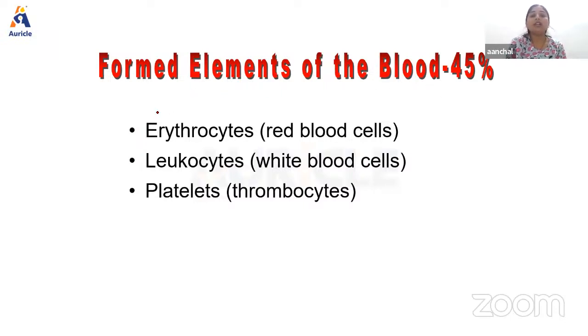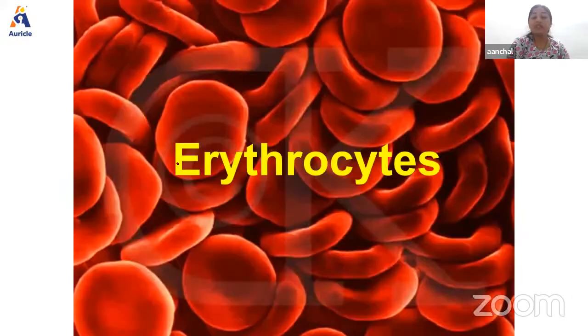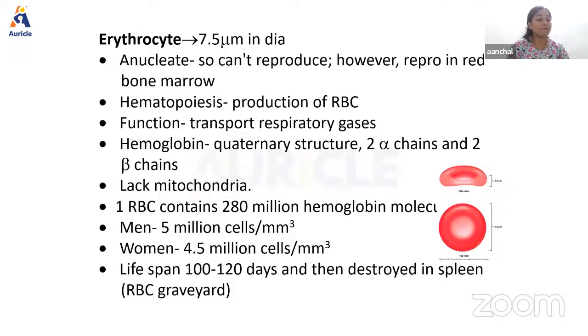Okay, the formed elements of the blood are erythrocytes, leukocytes, and platelets, right? Now, starting with the erythrocytes. An erythrocyte is a circular biconcave non-nucleated disc. Please remember, all students, that RBC is always non-nucleated. And why is it non-nucleated? So that it can give more space for hemoglobin, as hemoglobin is a very important pigment responsible for carrying oxygen, right? Being anucleated, it can't reproduce, and its production occurs in the red bone marrow.